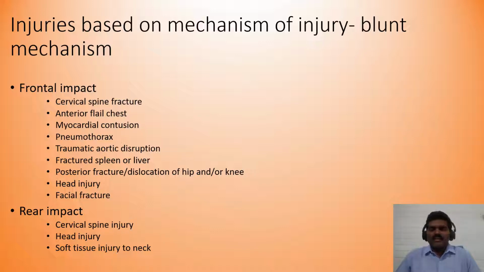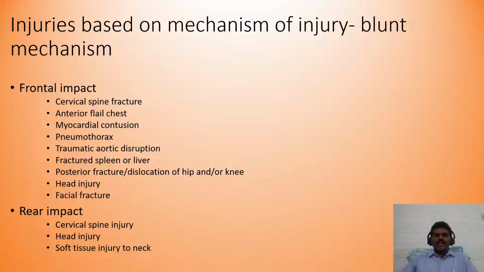Blunt mechanism of trauma usually happens when a heavy object falls on a person, or during road traffic accidents, or a fall from a height. Road traffic accidents can be either a rear impact, frontal impact, or side on impact. So let us look at what injuries the patient will get when there is a frontal impact. What happens when there is a frontal impact?